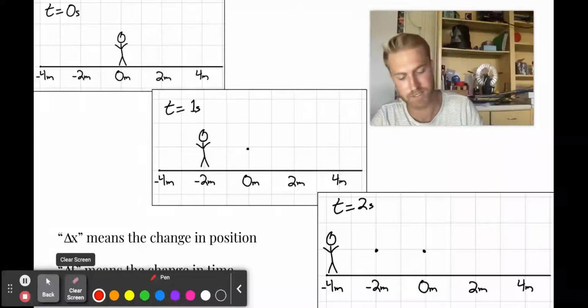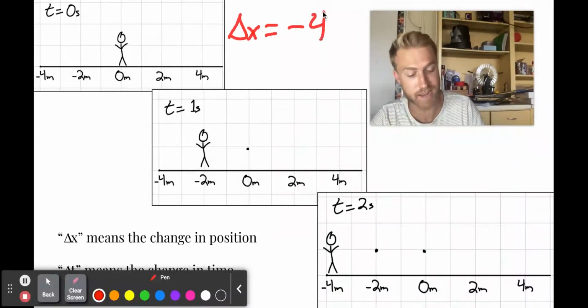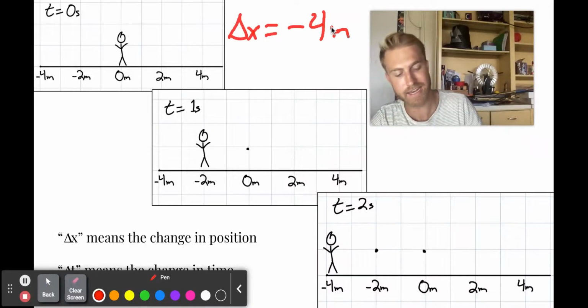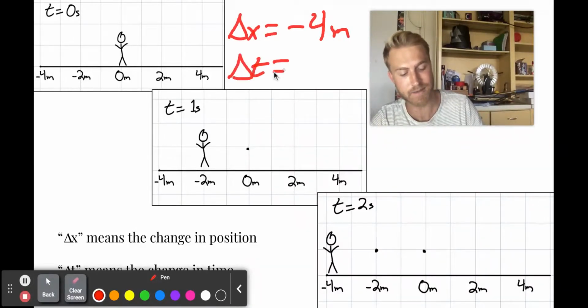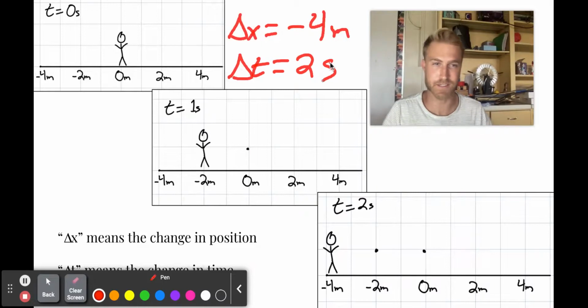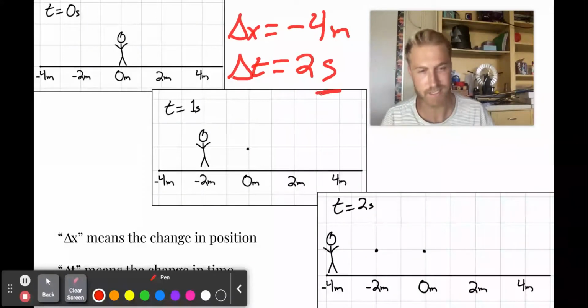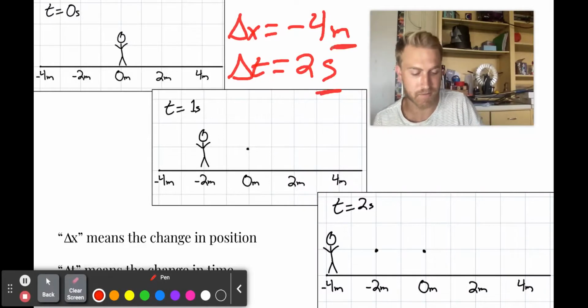So how much has this person's position changed by? Well, it's changed by a total of negative 4 meters. And then time has elapsed by 2 seconds. And so this is how we start to describe motion. Remember the units. Seconds are the units of time. Meters are the units of position.